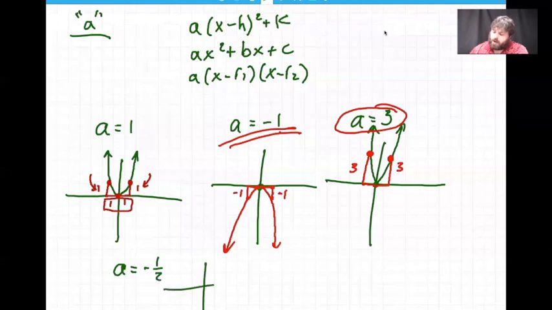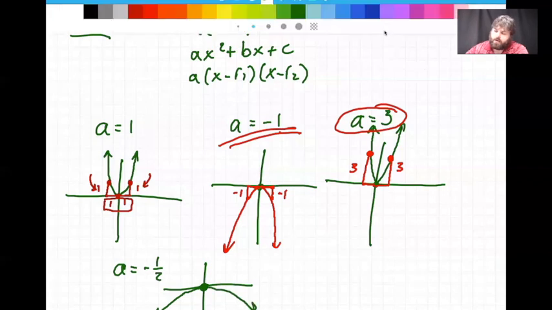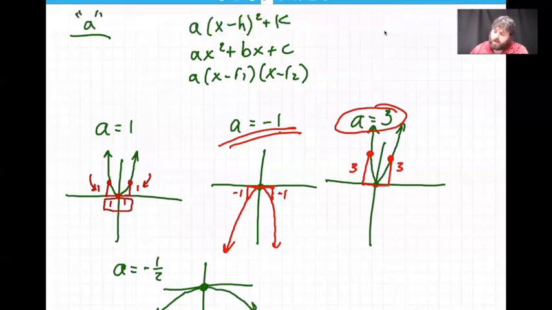Okay, it should work the same way. Got your vertex here at the center. A is going to look like this. It's going to look wider than normal because I go over 1, down 1/2. Over 1, down 1/2. Over 1, down 1/2, because a is -1/2. All right, that's how a works.